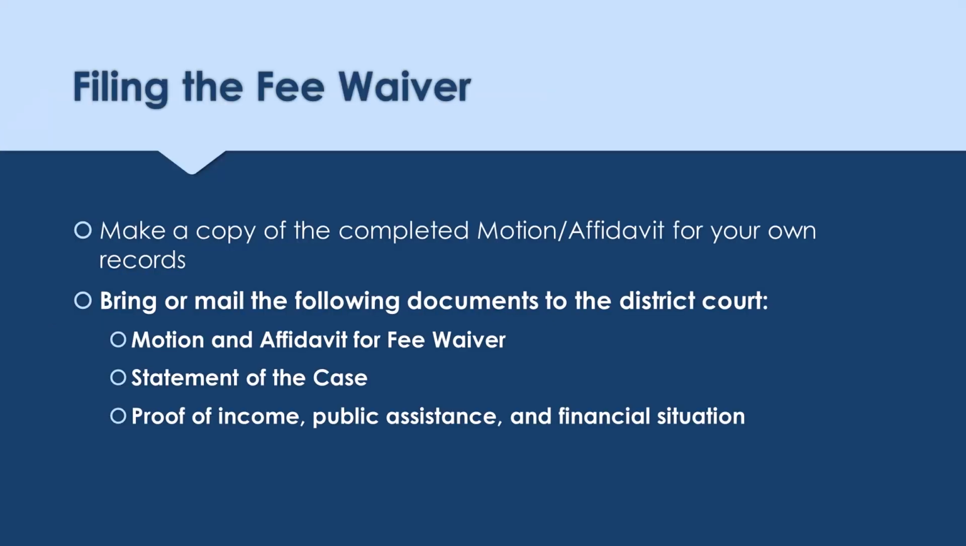Once you have filled out your fee waiver form, you are ready to file the form. Even though you are asking for a fee waiver for the Court of Appeals, you will need to file your fee waiver request with the district court in the county where your case was decided. Be sure to include your completed motion and affidavit for fee waiver, your proof of income, and a copy of your statement of the case. It is a good idea to make a copy of your documents to keep for your own records.